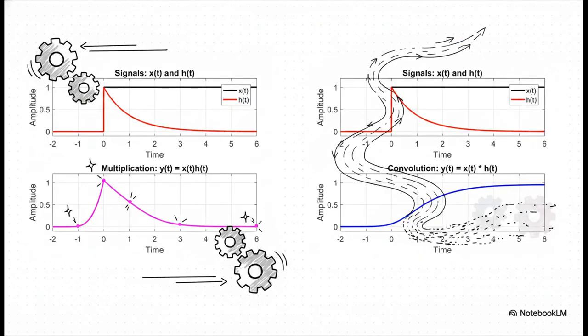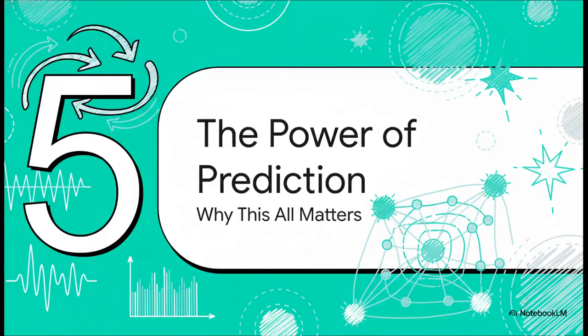Now, to really let this sink in, check out this comparison. On the left, you've got simple multiplication. It's instantaneous. It's just a point-by-point calculation. But convolution, on the right, is totally different. The output at any given moment depends on the history of the input, all weighted by the system's fingerprint. It's more like a mixing or a smearing process. The system has memory.